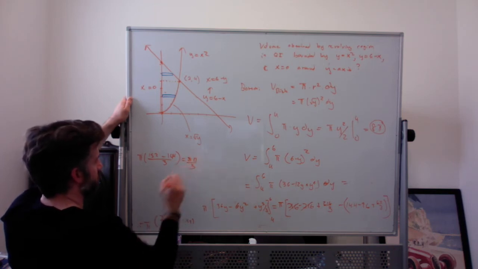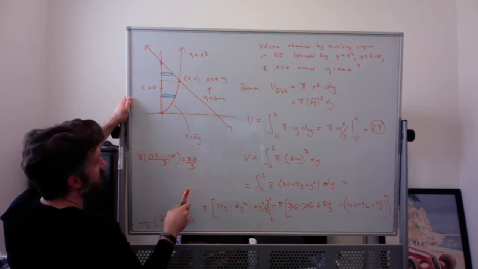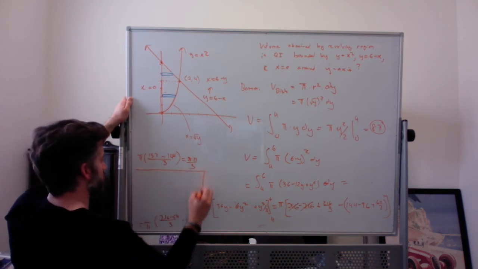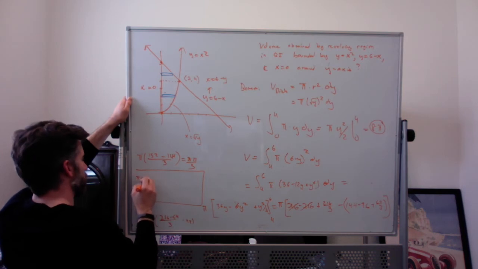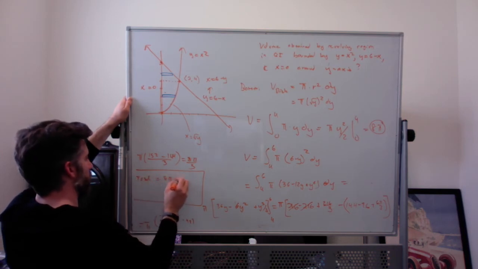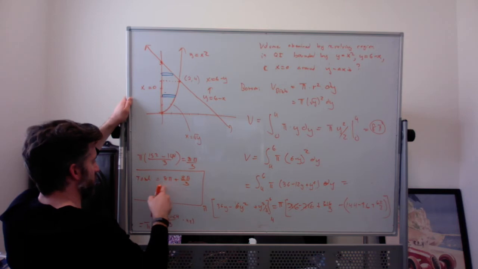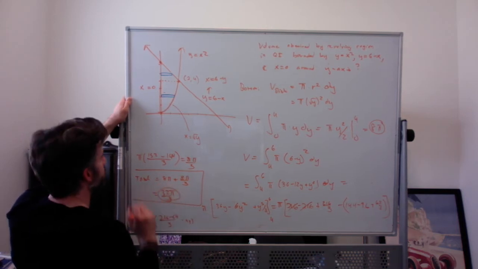Right? Yep. So our total answer is this plus that. So our total is 8 pi plus 8 pi over 3, which is 24 plus 8 is 32 pi over 3.